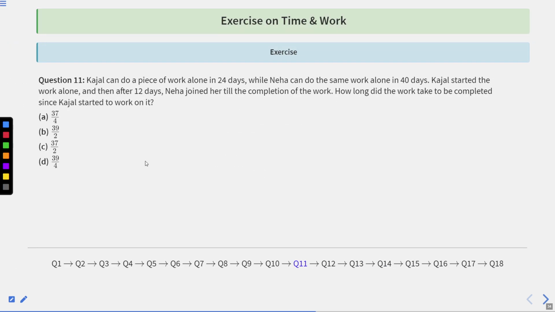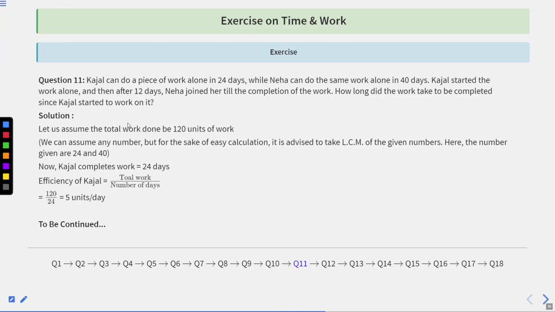Question number 11. Kajal can do a piece of work alone in 24 days, while Neha can do the same work alone in 40 days. Kajal started the work alone and then after 12 days, Neha joined her till the completion of work. How long did the work take to be completed since Kajal started to work on it?